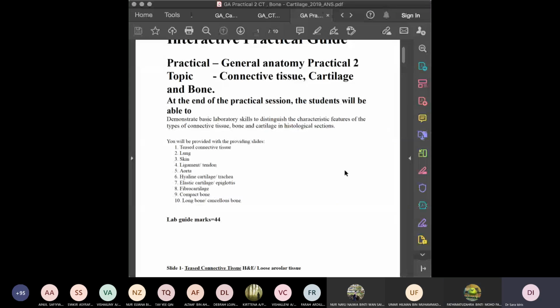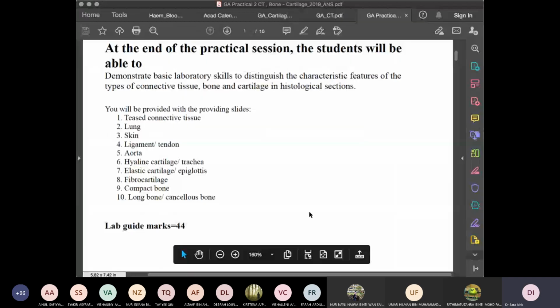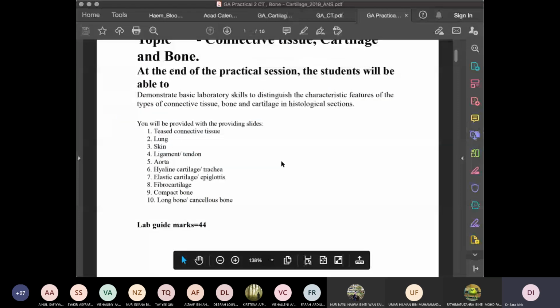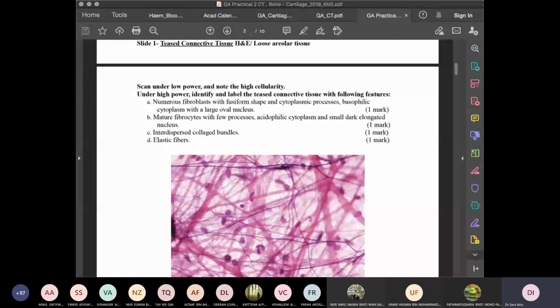Usually if it's an in-person practical class, we're going to look at 10 slides, but this is not an in-person practical class. We're just going to look at pictures, but I think you can also Google these pictures if you want to see more and more examples. All right, so we're going to look at slide number 1, which is a loose connective tissue.